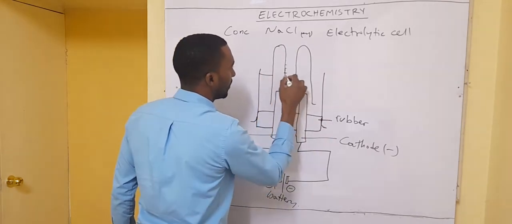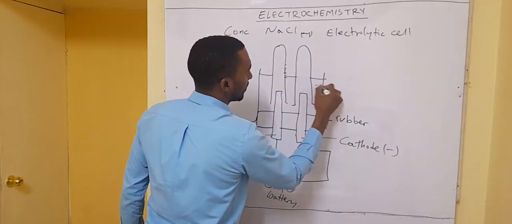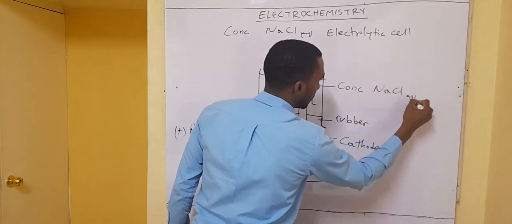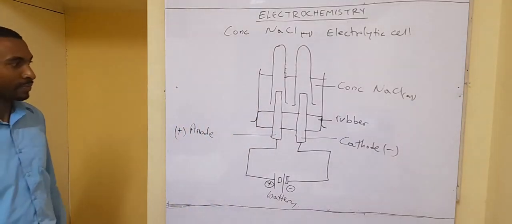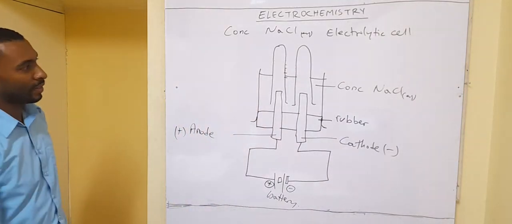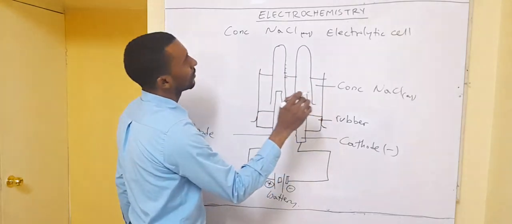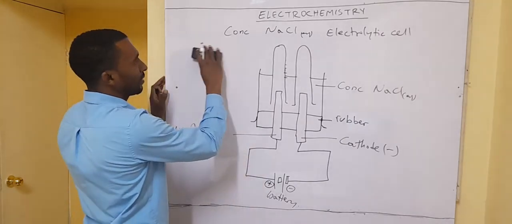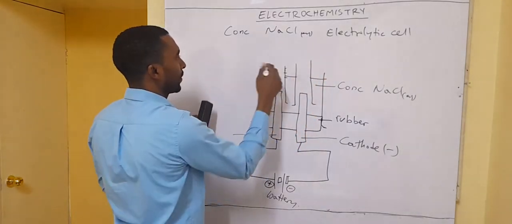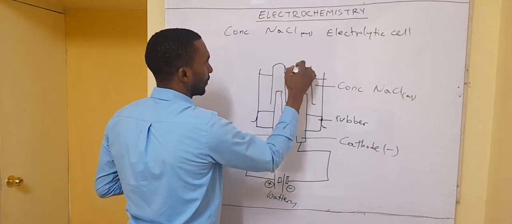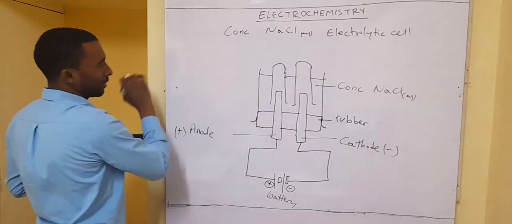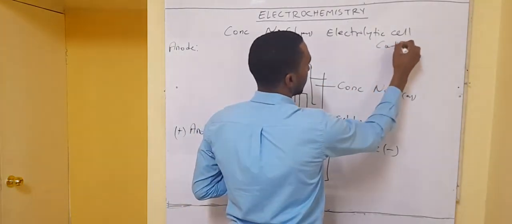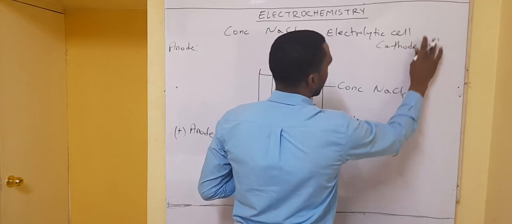So here, it's concentrated sodium chloride. Oh, that's right, there's some space to the right. The half reactor is a little lower. Alright, so anode, cathode, reaction, right?